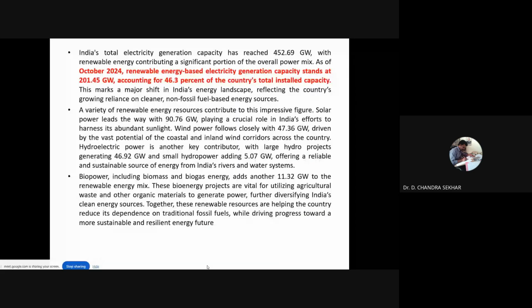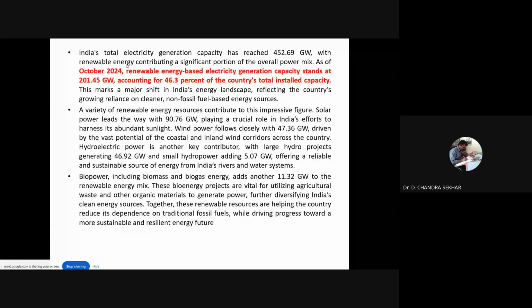So India's total electricity generation capacity has reached 452 gigawatts. Among this, around 201 gigawatts is from renewables, accounting for 46% of the country's total installed capacity. This marks a major shift in India's energy landscape, reflecting the country's growing reliance on clean, non-fossil fuel-based energy sources.